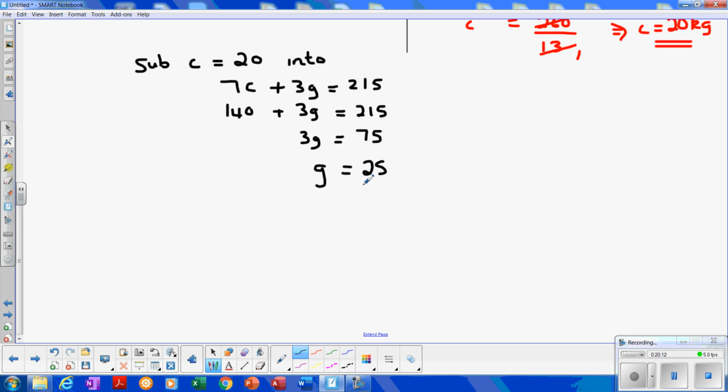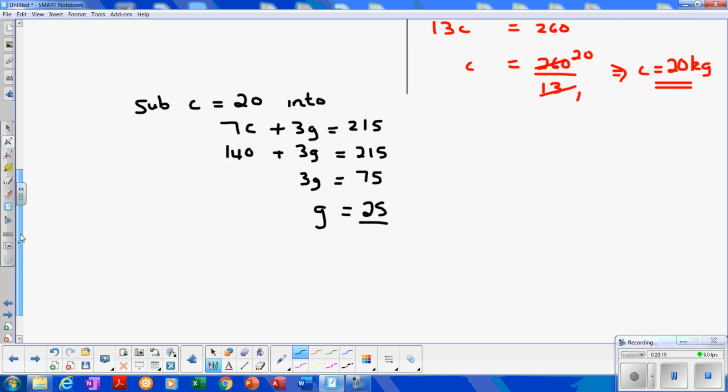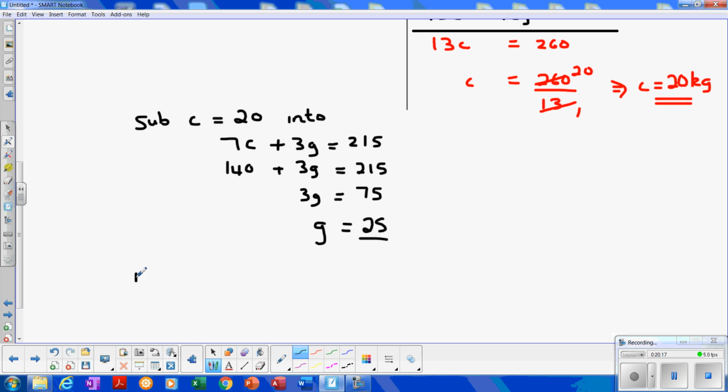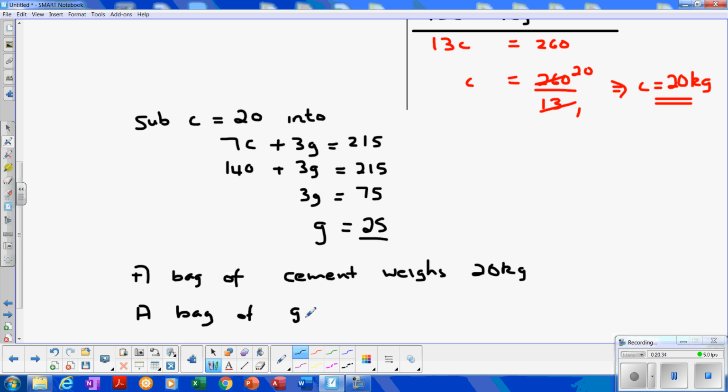Now you have to summarise in words what your results are. So you will say a bag of cement weighs, and that weighed 20 kilograms. And likewise you'll say a bag of gravel weighed 25. If you do not write that down in words, you will not get your final mark.